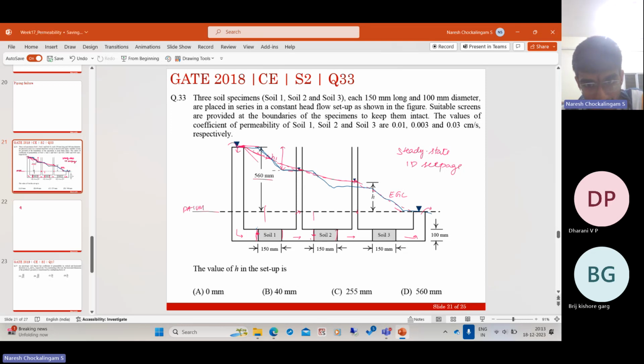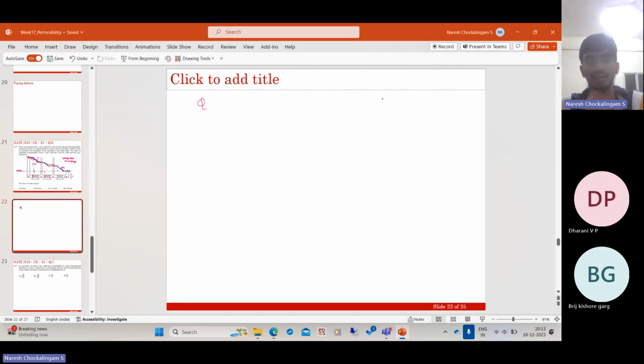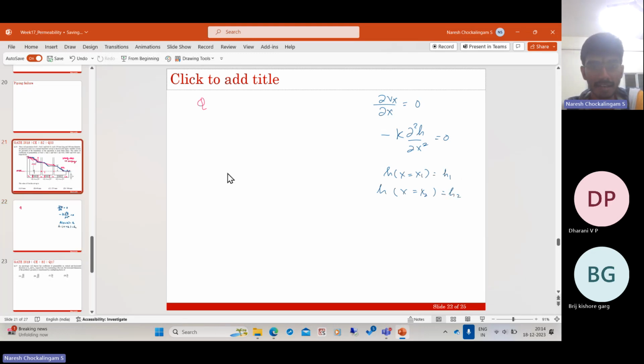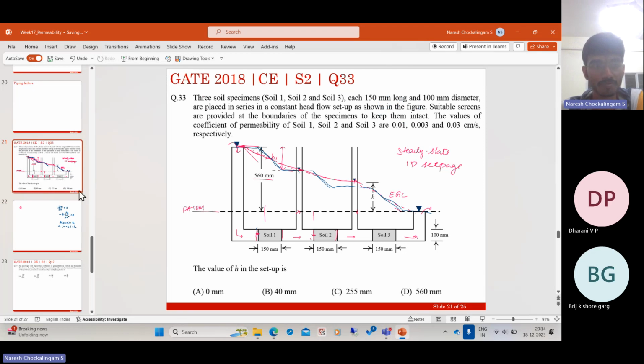Now, I have drawn it as a straight line, but if you want to see why it's a straight line, look at the continuity equation. So in 1D, it is ∂Vx/∂x equal to 0. But what is ∂Vx/∂x? It is minus k ∂²h/∂x² equal to 0. Now it is 1D, so h at x equal to x1 is h1, and h at x equal to x2 is h2. Suppose the head at this point and this point are known. This is h1, this is h2.